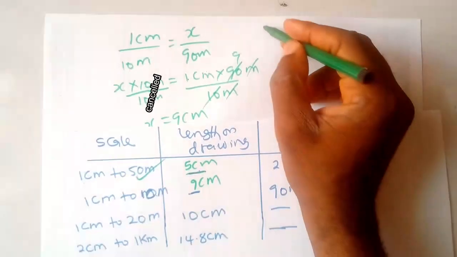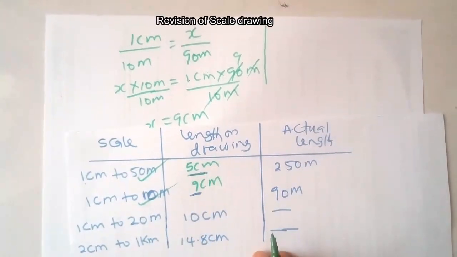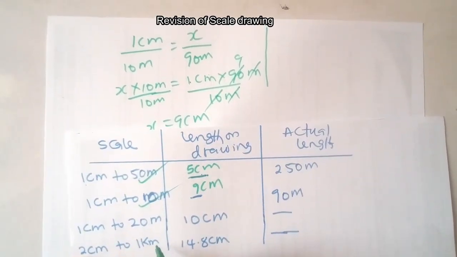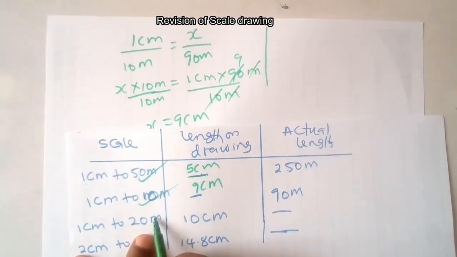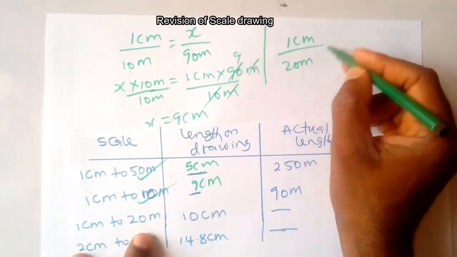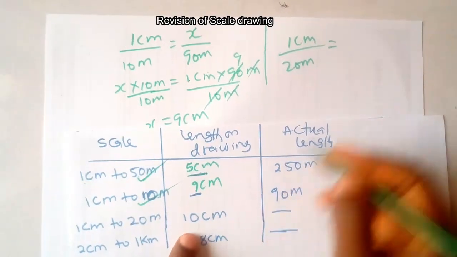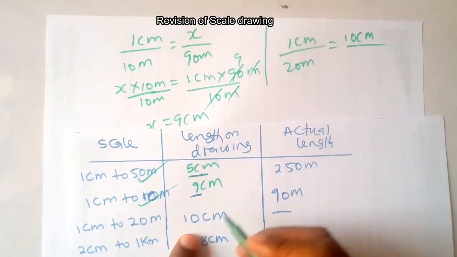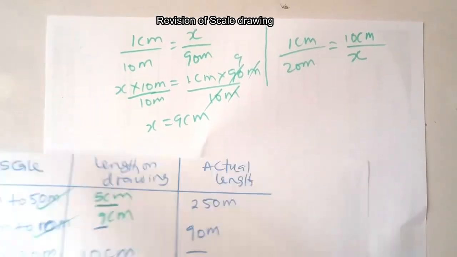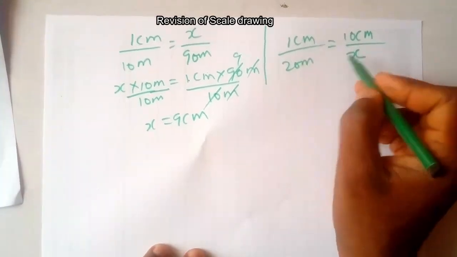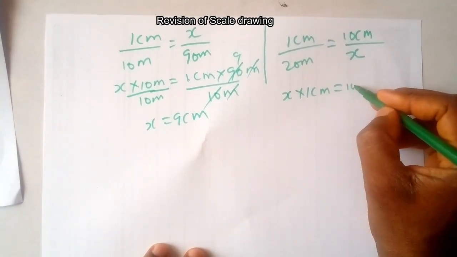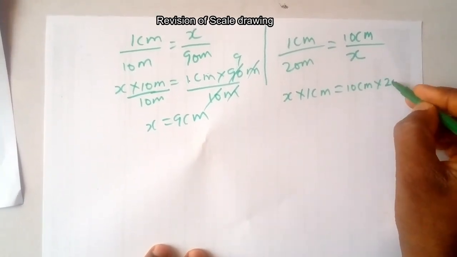Look at this third one. We are done with this. The third one, 1 centimeter to represent 20 meter, right? That is 1 cm to represent 20 meter. So length on drawing is given to us, which is 10 centimeter. The actual length we don't know. You can see it's the same thing. So still cross multiply. x times 1 centimeter equal 10 centimeter times 20 meter.